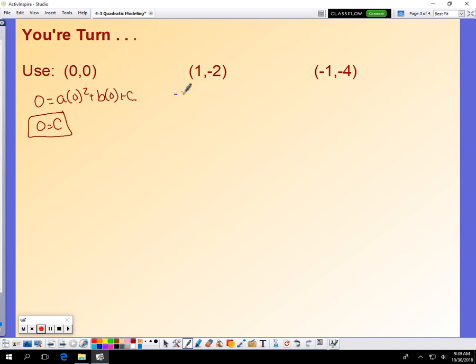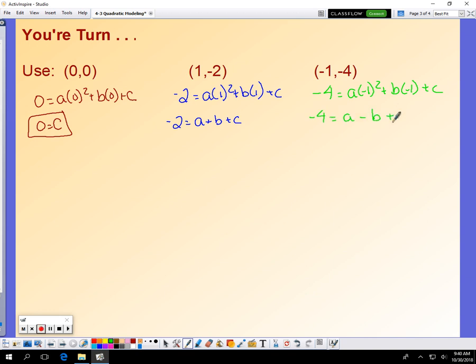This is going to be negative 2 equals a times 1 squared plus b times 1 plus c, or negative 2 equals a plus b plus c. And last but not least, we're going to have negative 4 equals a times negative 1 squared plus b times negative 1 plus c, or negative 4 equals a minus b plus c.